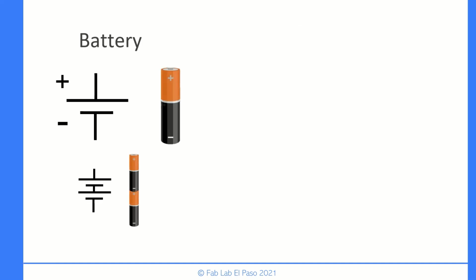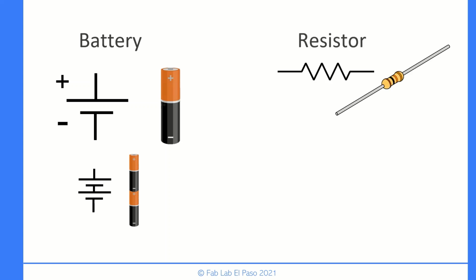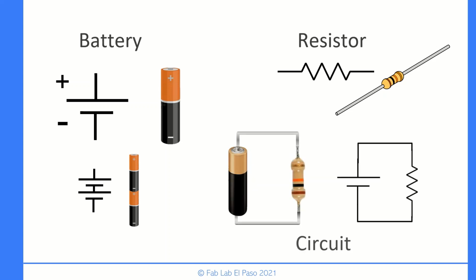Now, this is a battery symbol. Just like a real battery, it has two terminals, one for positive and one for negative. Then, this is the symbol for a resistor, which also has two terminals. Although resistors don't have polarity, so it doesn't matter which one is positive or negative. Connecting them like this would represent the following circuit.